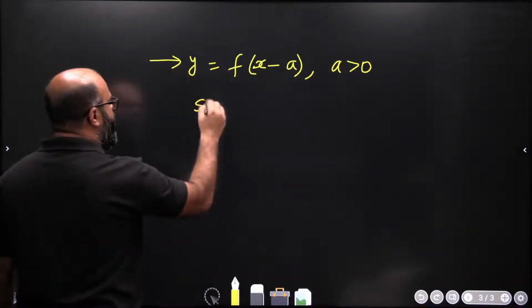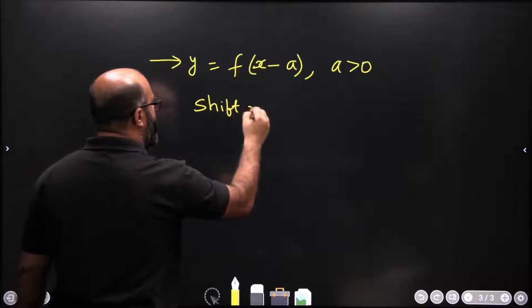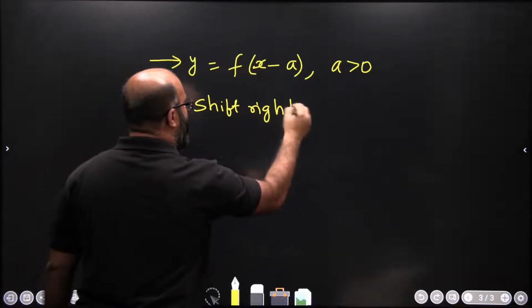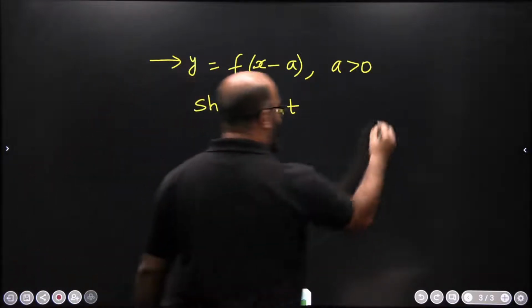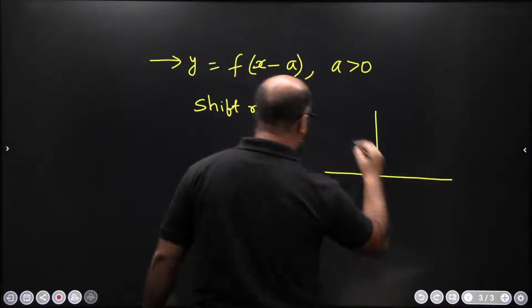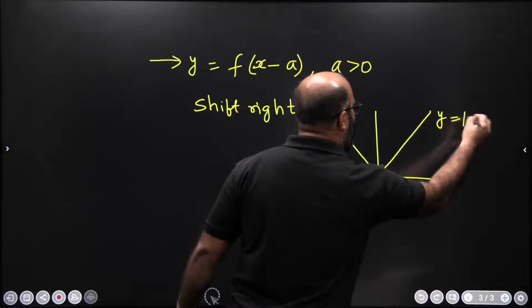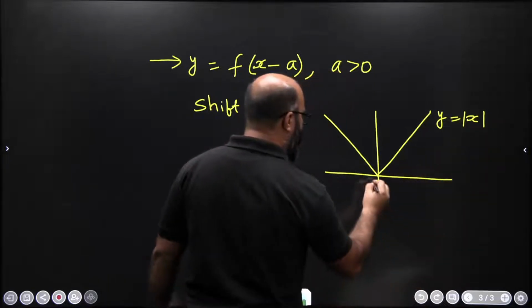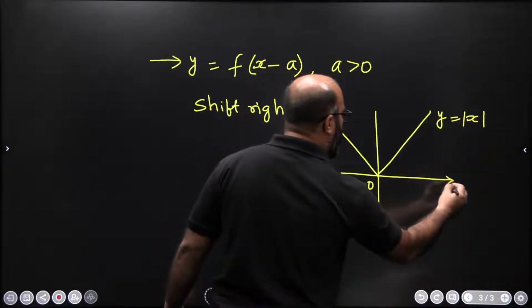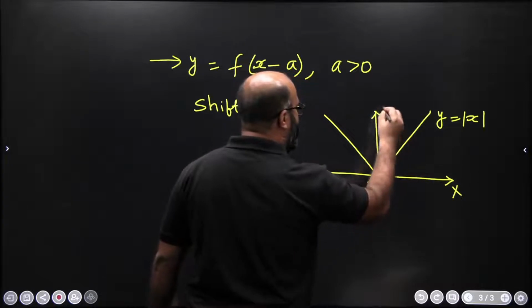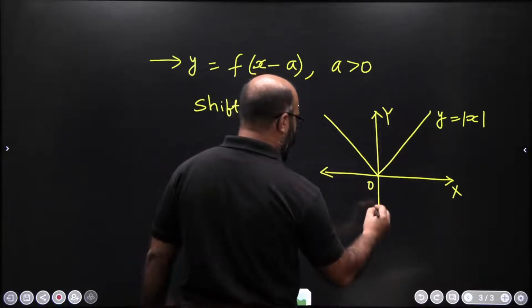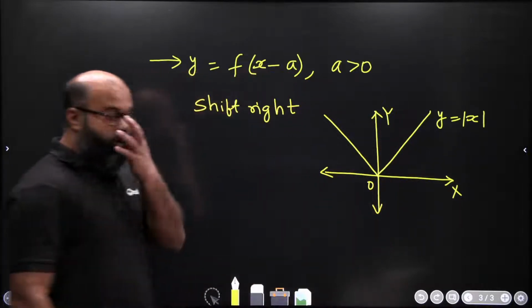Then it will shift right. So again, I am giving you an example, y is equal to mod of x. Do you remember the graph of y is equal to mod of x? This is the graph of y is equal to mod of x, right? It has a corner point at x is equal to 0, y is equal to 0, like this. And this is mod of x.